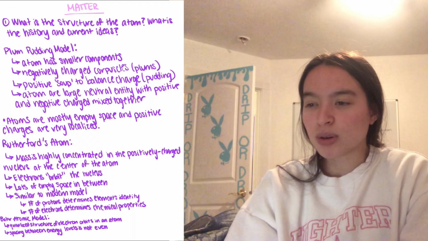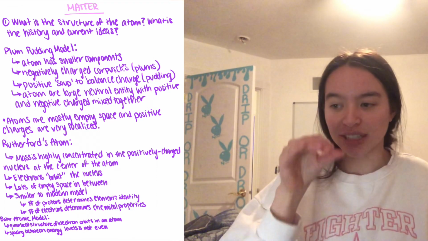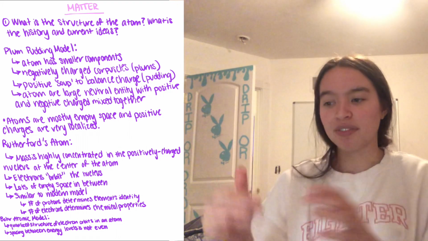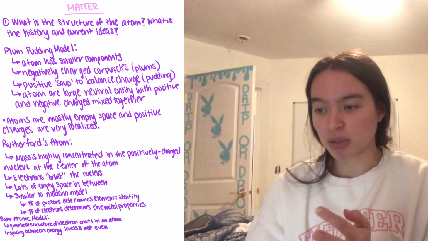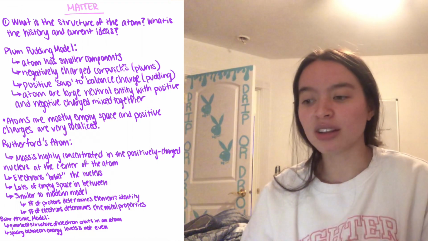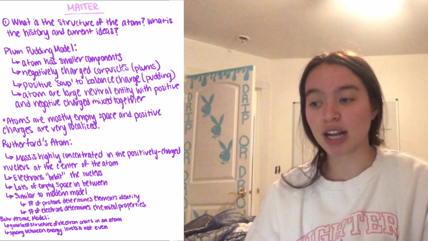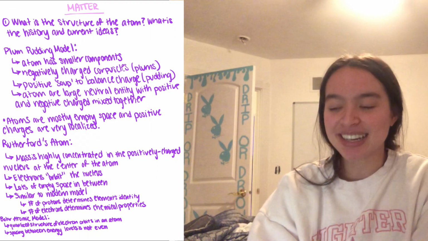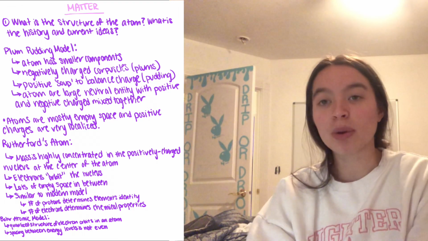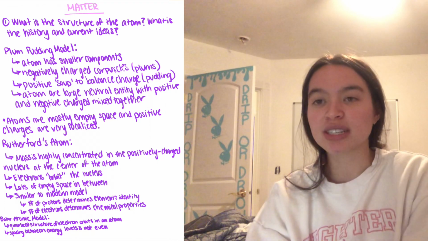Next is Rutherford's atom, and this is where mass is highly concentrated in the positively charged nucleus at the center of the atom. Electrons orbit the nucleus, with lots of empty space in between, and it's similar to the modern model in that the number of protons determines the element's identity and the number of electrons determines its chemical properties. Next is the Bohr atomic model, and that is a quantized structure of electron orbits in an atom, and they also show spacing between energy levels is not even.